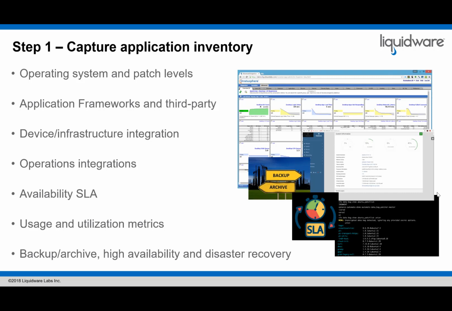Last but not least, on step 1 is backup and archive, high availability and disaster recovery. You really want to document how those resources are backed up and note archiving and retention policies. You want to note infrastructure that's in place to meet the required SLAs, and you want to list what disaster recovery policies are in place, including the RPO and recovery time.